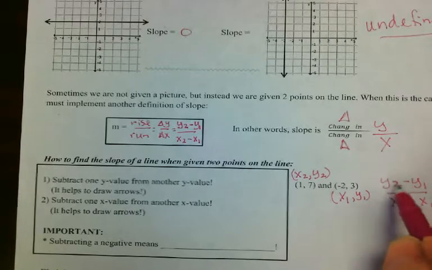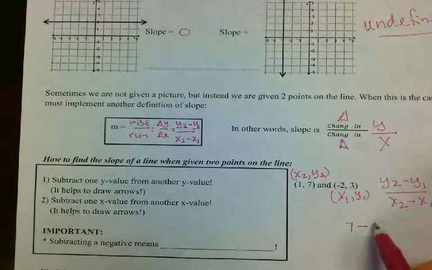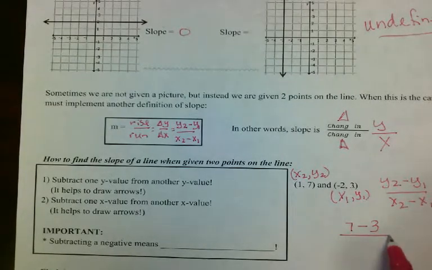So now that we've identified our coordinates, we can take these points and plug them into this formula and simplify. So let's do that now. y2 I said was 7, so 7 minus my y1, which in this case is 3. And now we're going to divide this by x2, which we decided was 1, and I'm going to subtract x1, which in this case is negative 2. I like to use parentheses to say subtract negative 2.